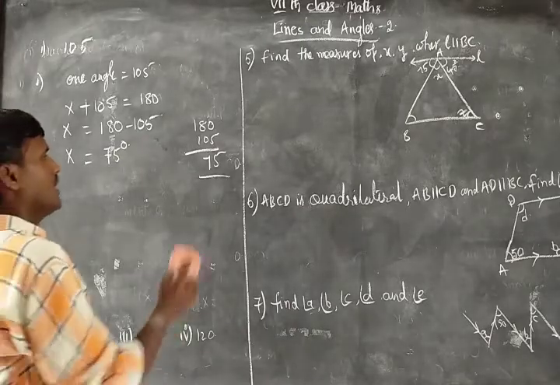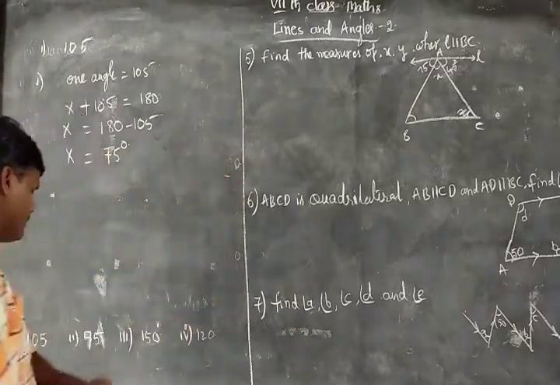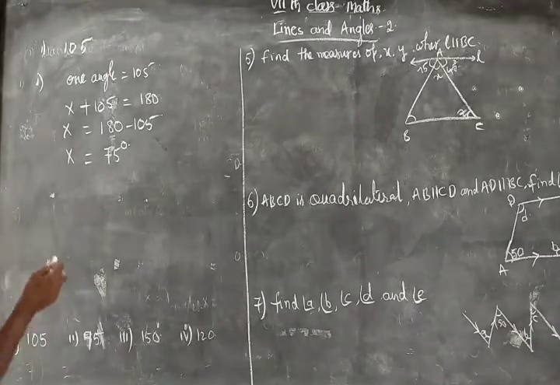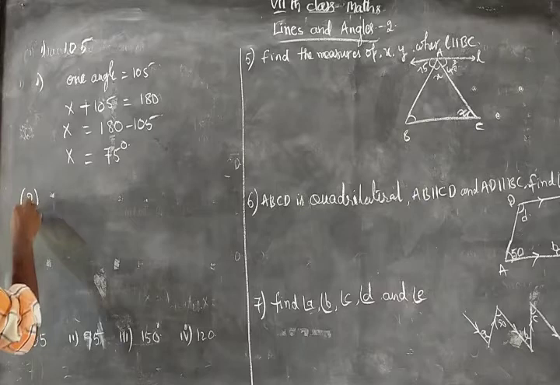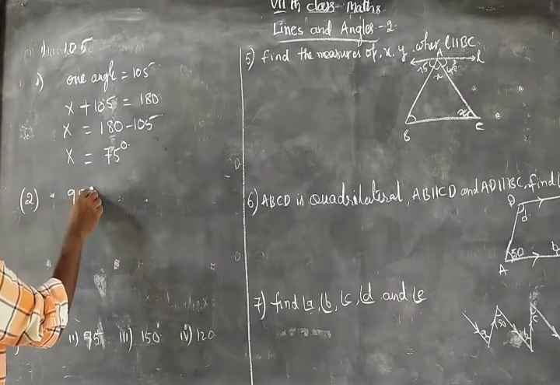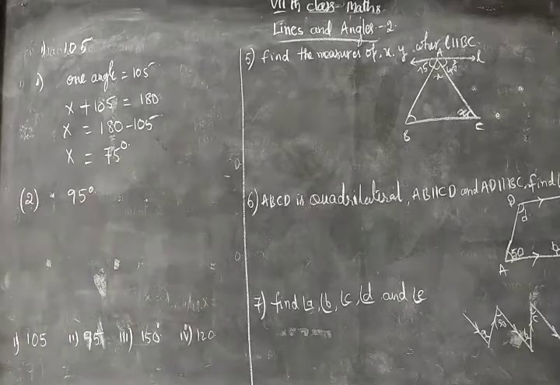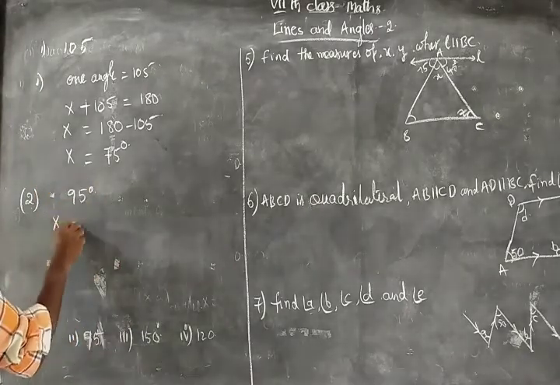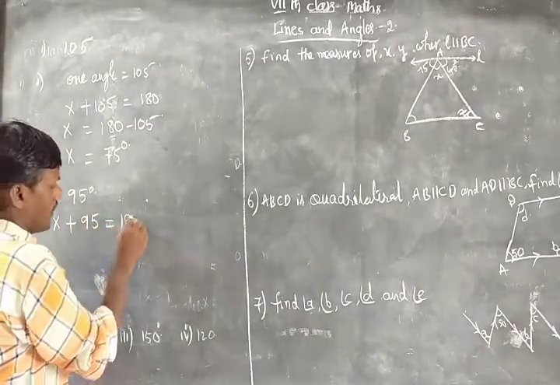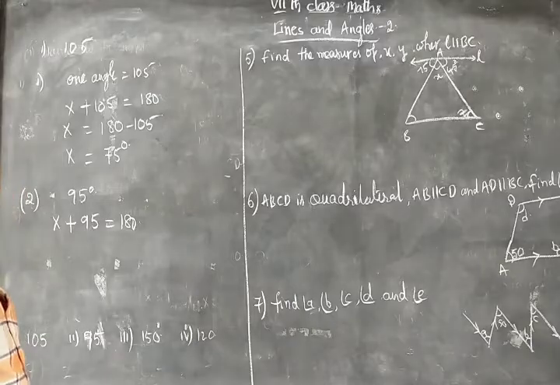We try to use another angle. What is the other one? It was given as 95 degrees. One angle is 95 degrees. Can we find the other angle using the same method? So we can write x plus 95 degrees is equal to 180 degrees because of supplementary.